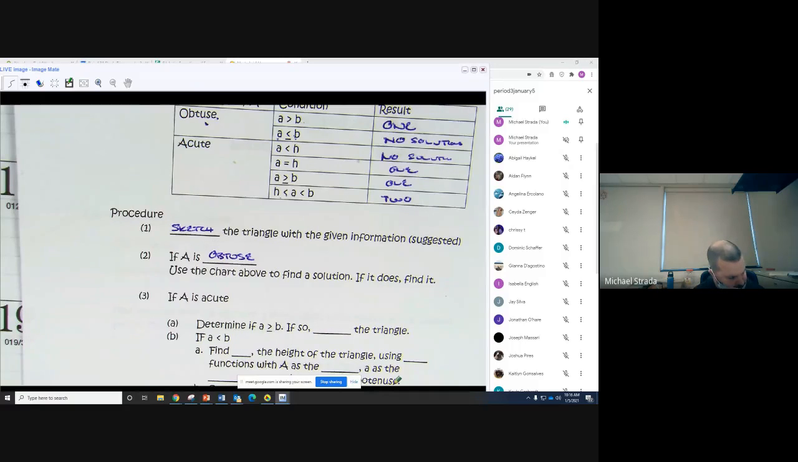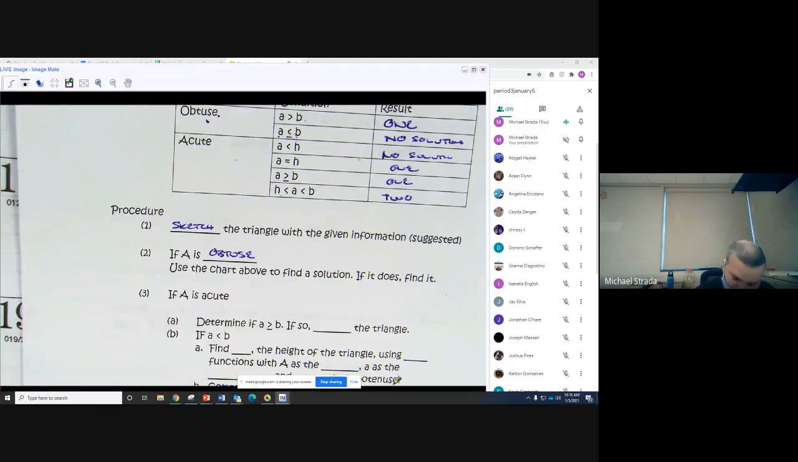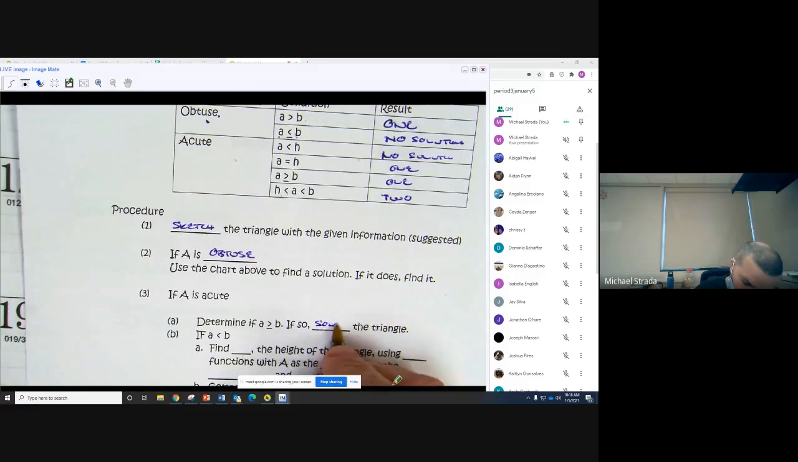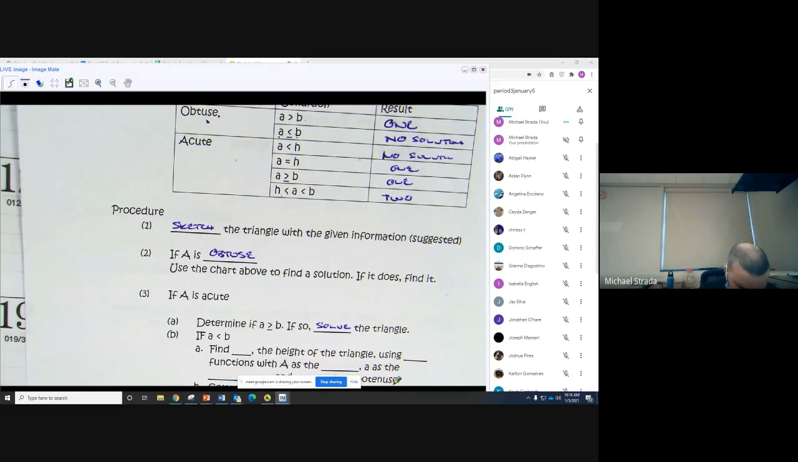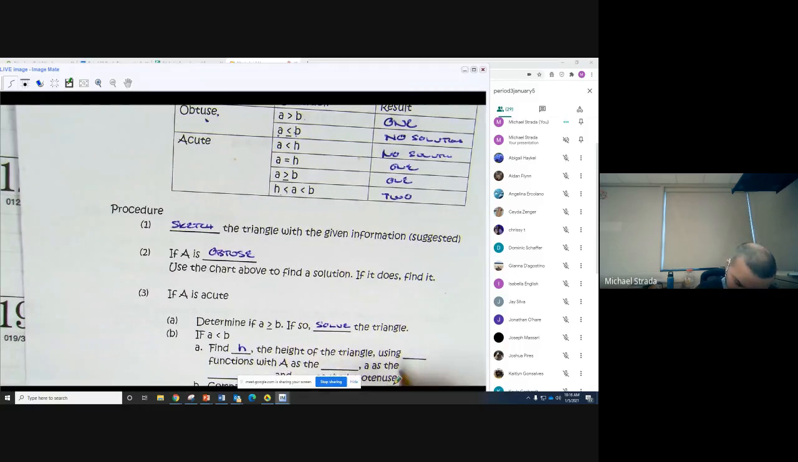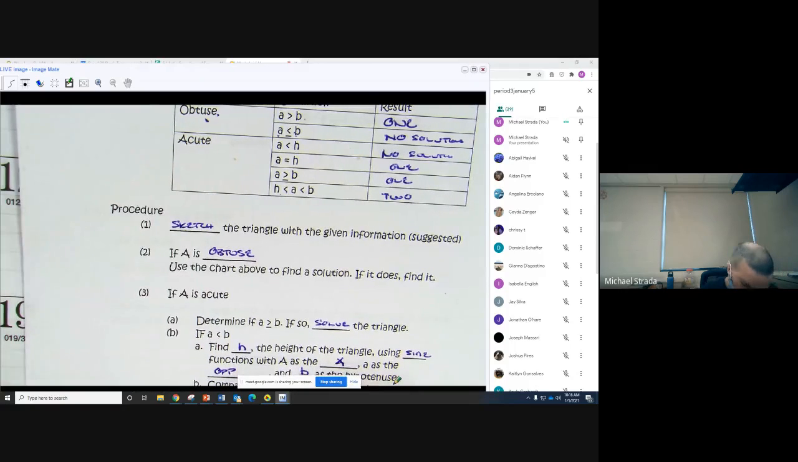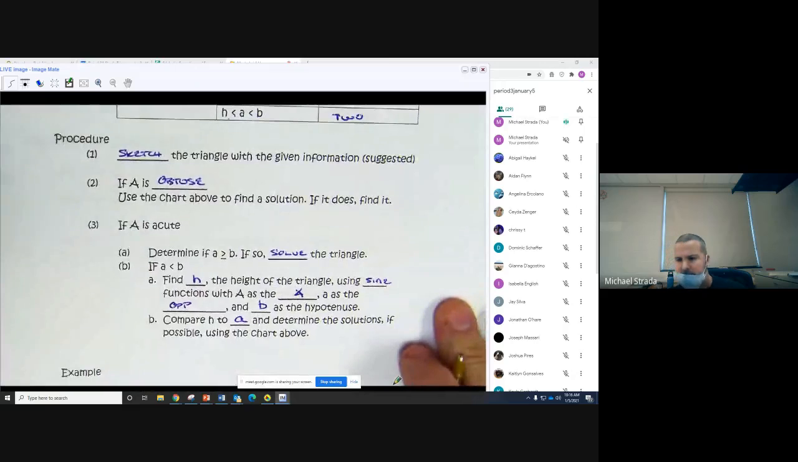If A is acute, determine if A is greater than or equal to B. If so, solve the triangle. Means find all the missing sides and angles. If A is less than B, find H, the height of the triangle, using the sine function with A as the angle, little a as the opposite side, and B as the hypotenuse. Compare H to A and determine the solutions if possible using the chart above.